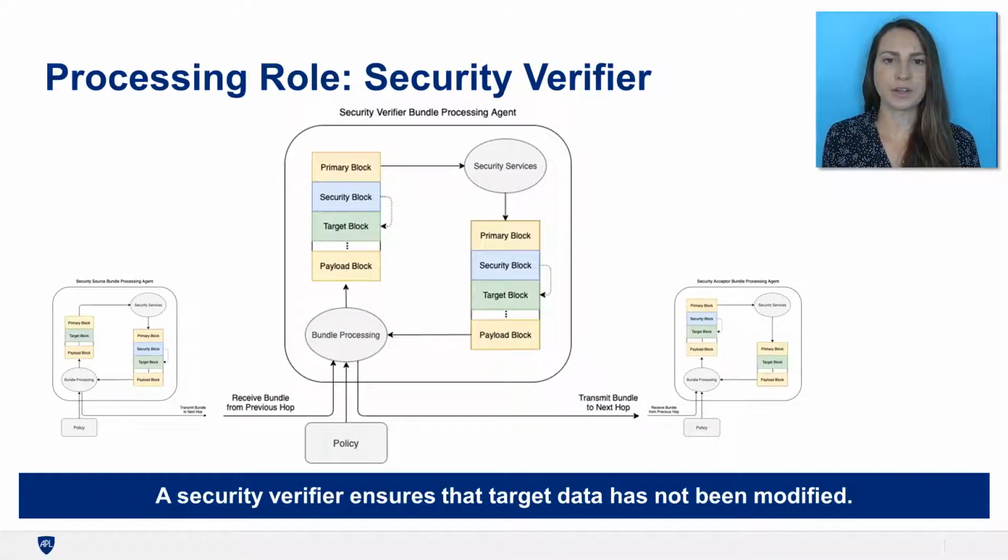During transmission, a bundle may encounter security verifiers. The security verifier is responsible for ensuring that the target data of the security block has not been modified. In this figure, the bundle is received by a node which policy identifies as a security verifier. The security block is processed by the security services portion of the BPA to verify the contents of its target block. It is important to note that the bundle is not modified by the security verifier.